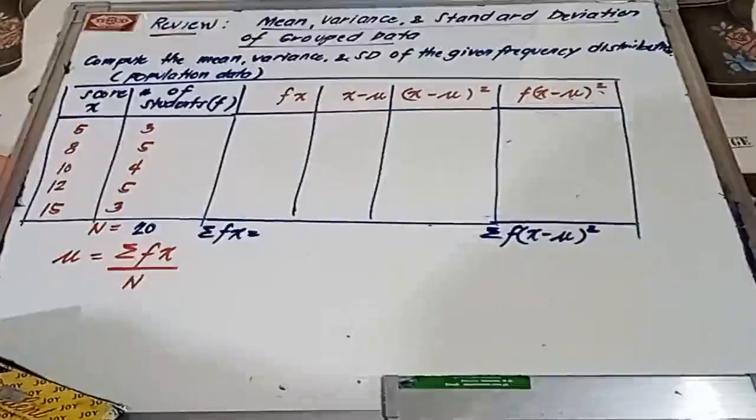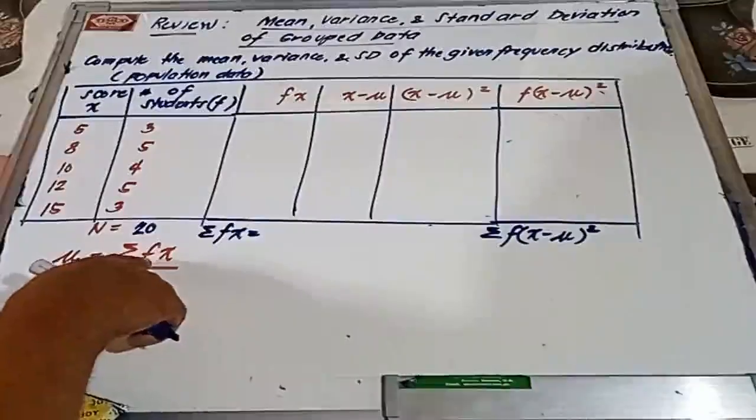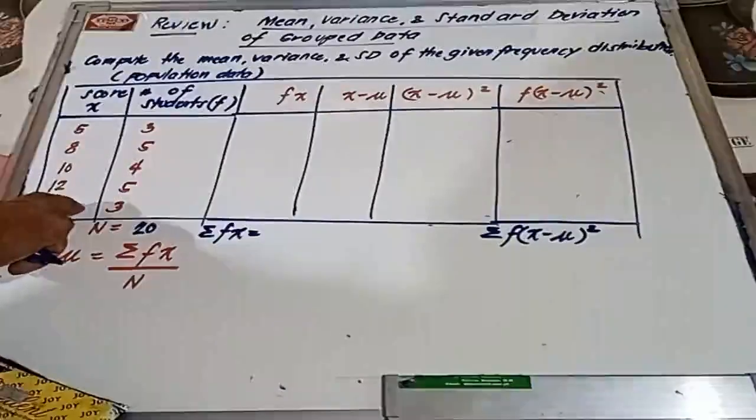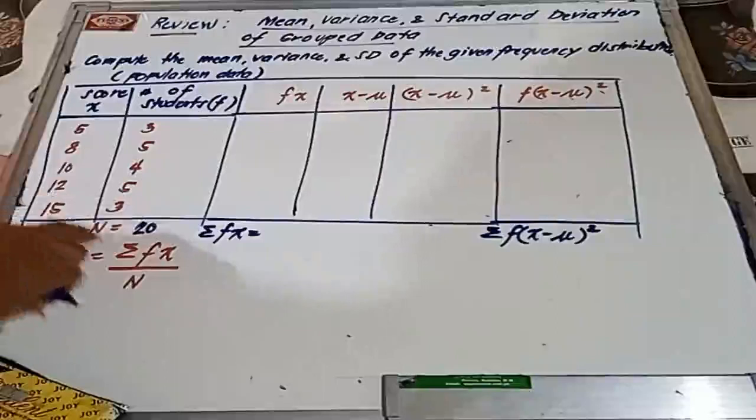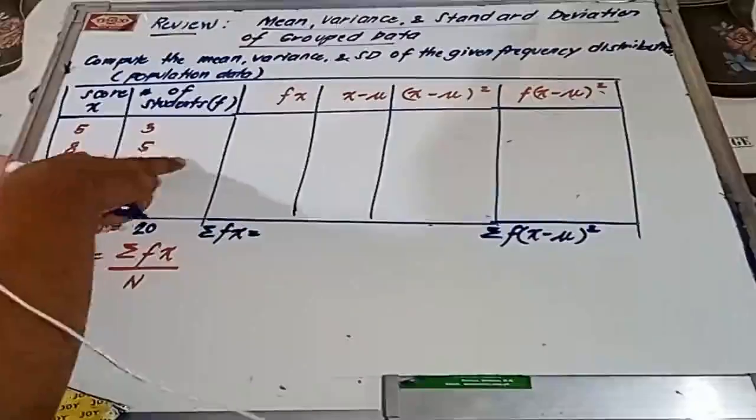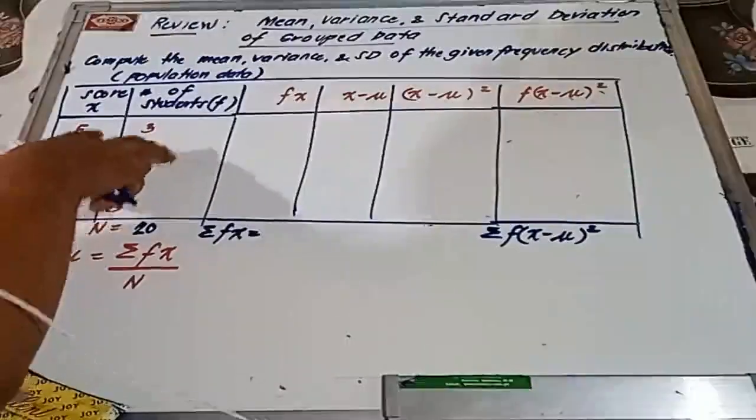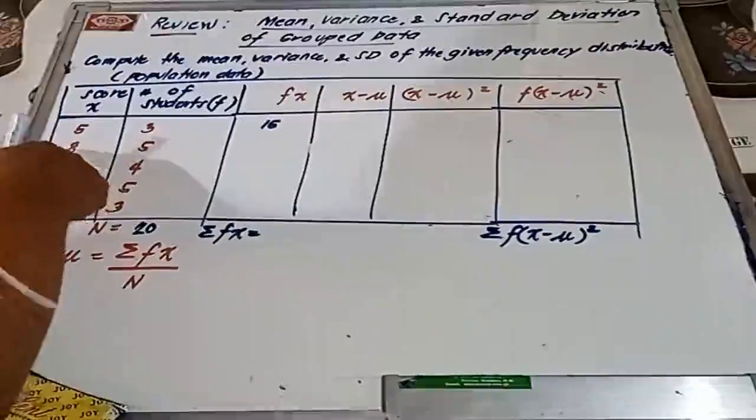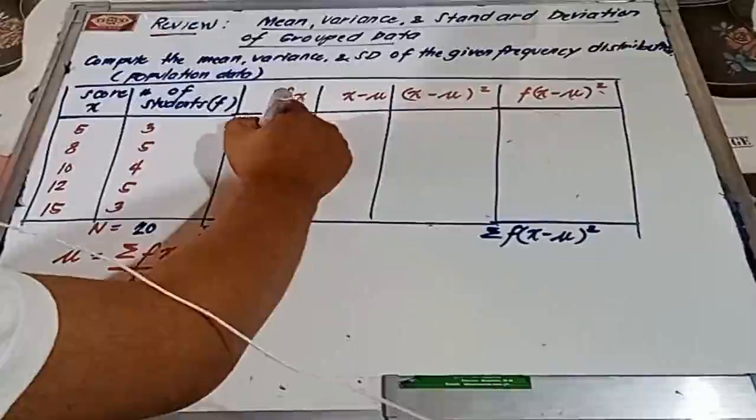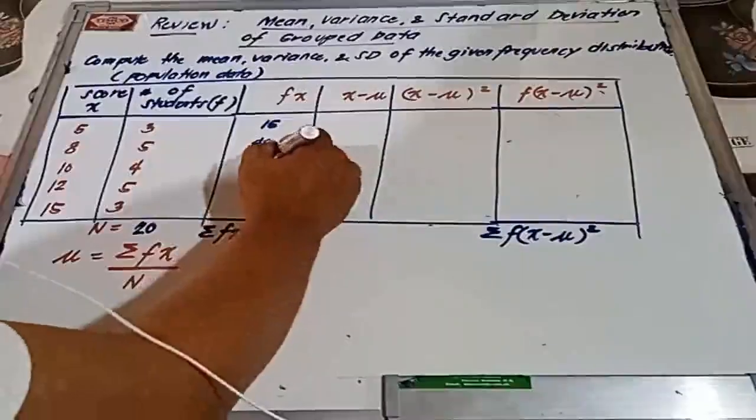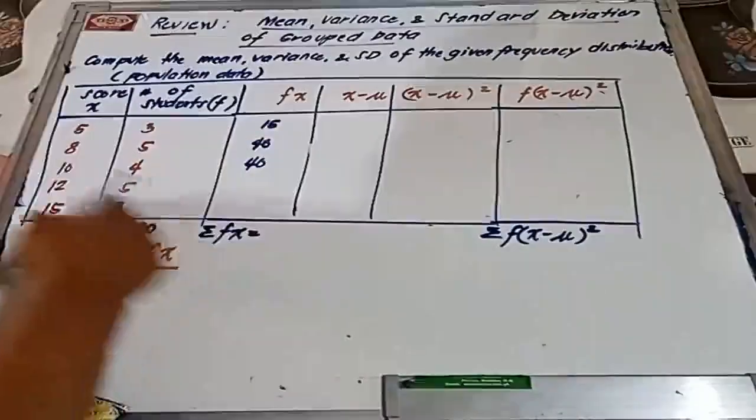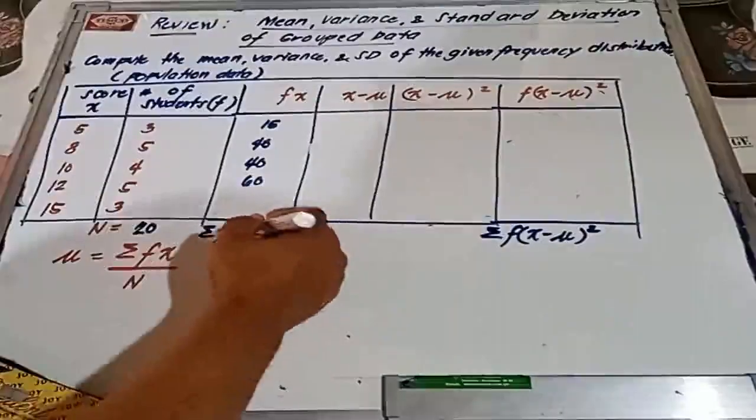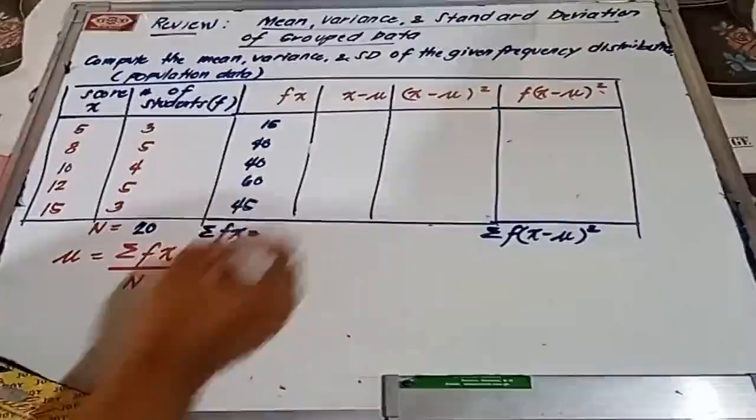And then, we have to determine fx, meaning the frequency times the score of the students. Okay? So, ibig sabihin, these two columns, multiply natin. So, that will be 5 times 3, 15. 8 times 5 is 40. 10 times 4 is also 40. 12 times 5 is 60. 15 times 3 is 45.